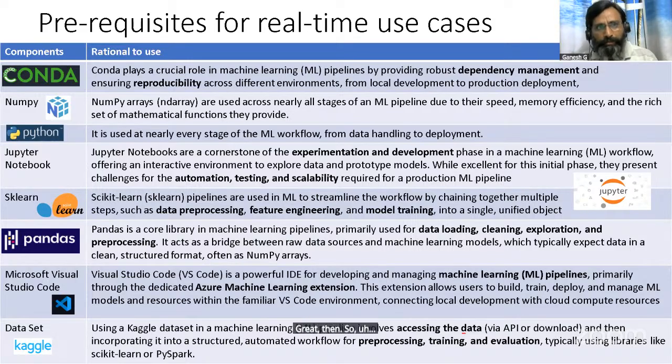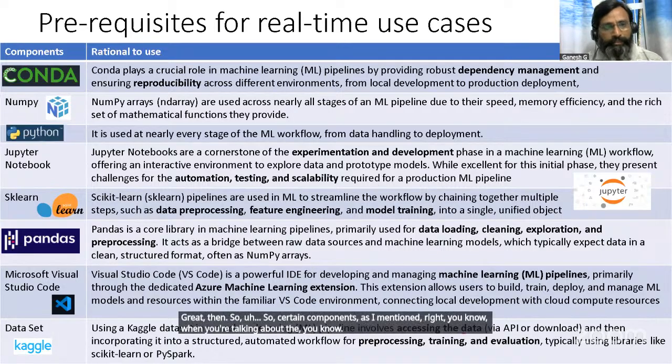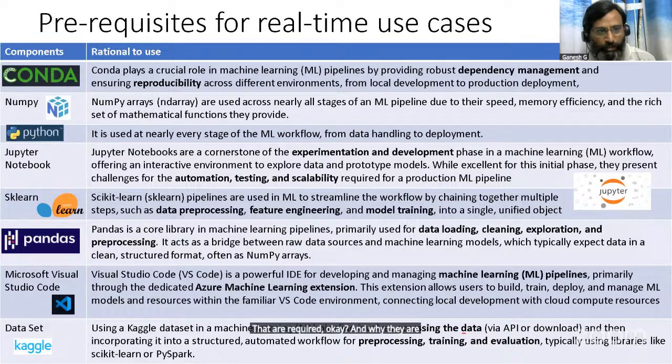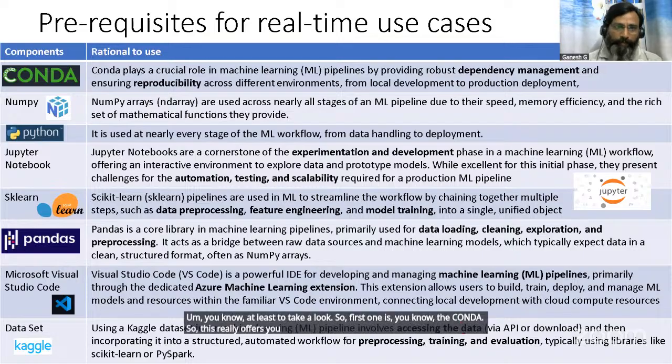So certain components, as I mentioned, when you're talking about real time use cases, we spoke about certain elements that are required, and why they are. So I have provided you some basic list. This is not an exhaustive one, but it is a must-have basic one. Those are something that is needed, at least to take a look. So the first one is Conda. This really offers you the virtual environment. So anything that you are doing in terms of machine learning, make sure that you have a virtual environment dedicated or set up for it.